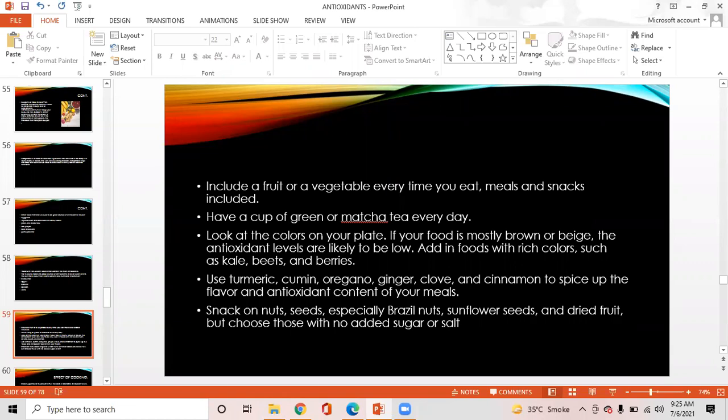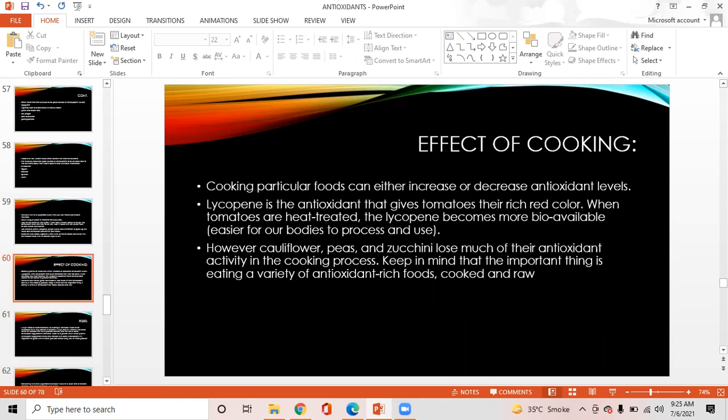Look at the color of your plate. If your food is mostly brown or beige, the antioxidant levels are likely to be low. Add in foods with rich colors such as kale, beets, and berries. Use turmeric, cumin, oregano, ginger, clove, and cinnamon to spice up the flavor and antioxidant content of your meals. Snack on nuts and seeds, especially Brazil nuts, sunflower seeds, and dried fruits, but choose those with no added sugar or salt.